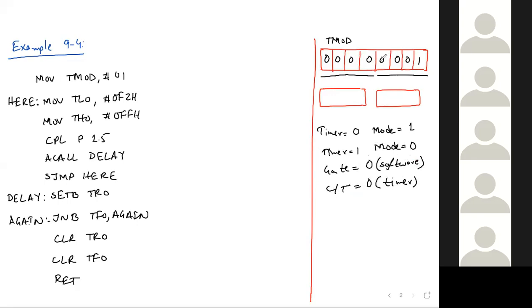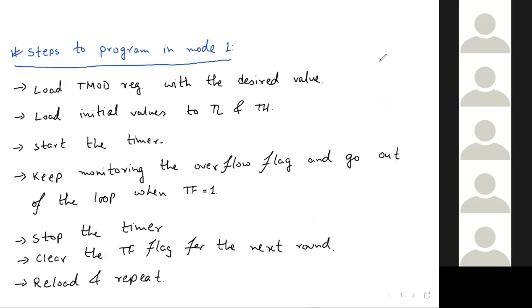So the timer number is zero. From where am I getting the mode? See your previous class note, see the TMOD register. Or if you have your book, go to figure 9.3. Make sure all of you understand up to this. I believe all of you understood. So we have completed this step.